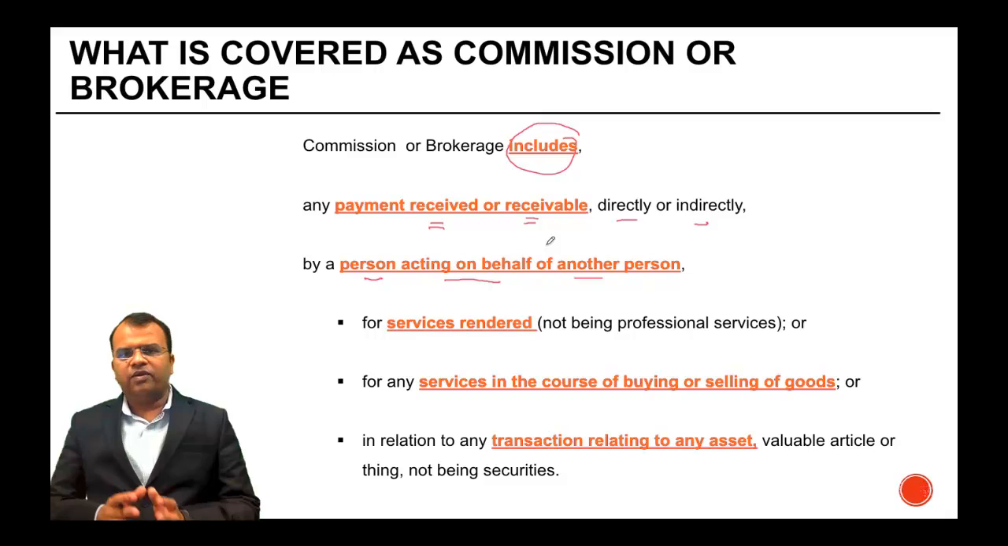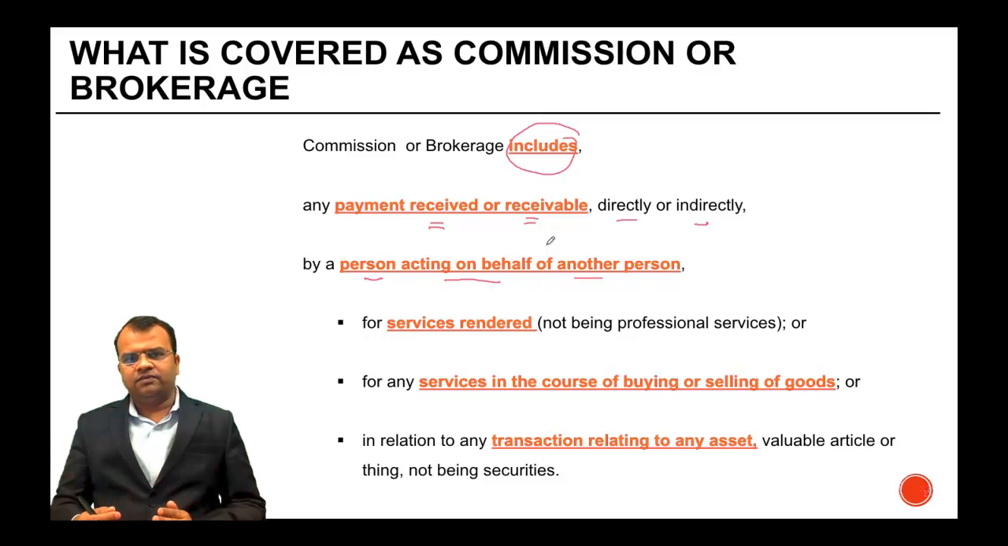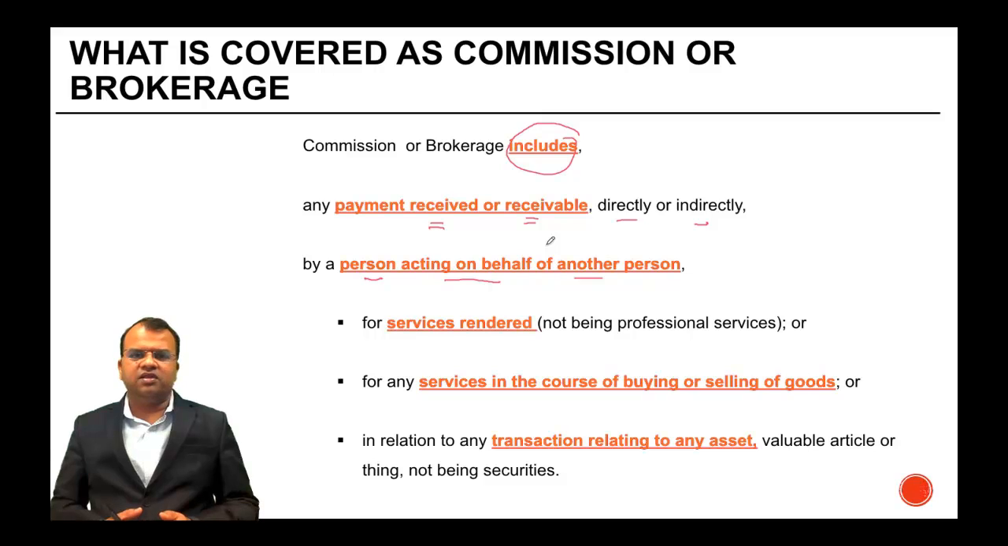So the crux of commission or brokerage is that there is one person, let's say A, who is acting as an agent of B. If A is acting on his own behalf as a principal, then probably the remuneration he gets is not going to get covered under section 194H. But if he is acting on behalf of some other person, if he is representing some other person, then he is going to get covered under this particular section.